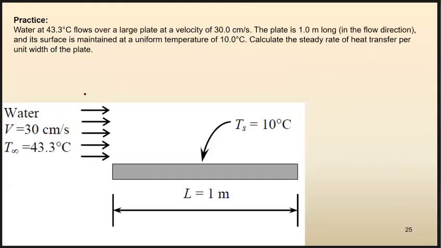And this is a practice problem that you are assigned to submit the solution of. Water at 43.3 degrees Celsius flows over a large plate at a velocity of 30 centimeters per second. The plate is 1 meter long in the flow direction, and its surface is maintained at a uniform temperature of 10 degrees Celsius. What is the steady state rate of heat transfer per unit width of the plate? So this is your assignment.